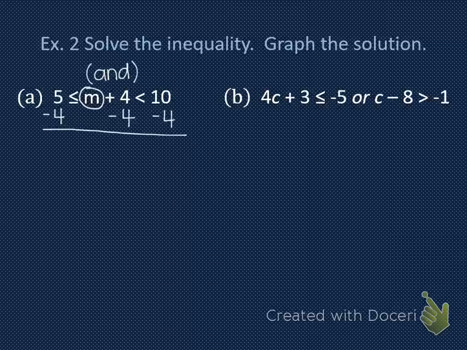All right, now let's do the math. 5 minus 4 is what? 1. I bring down less than or equal to. I bring down the m because the 4's cancel. And I bring down less than. What's 10 minus 4? 6. Is m isolated? Yeah. Absolutely. So there is my answer.